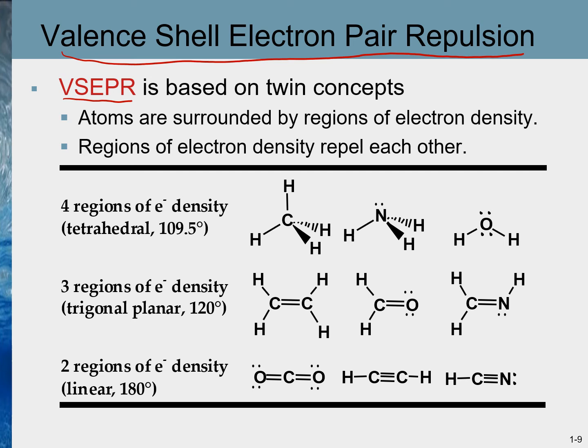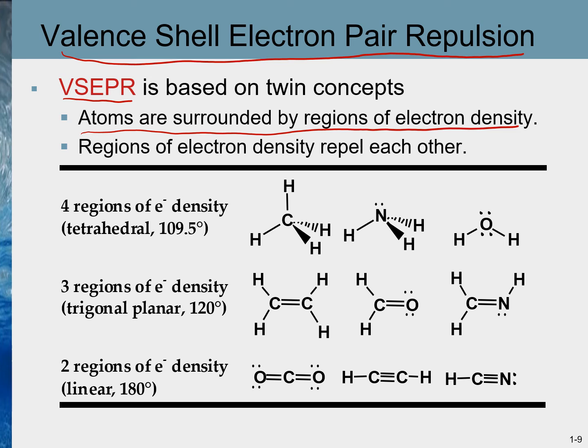or in short, VSEPR theory. VSEPR theory is based on two concepts. First, atoms are surrounded by regions of electron density, and secondly, regions of electron density repel each other because they have similar charges, or in other words, negative charges. We can predict the shape and bond angles of many organic molecules using VSEPR theory.